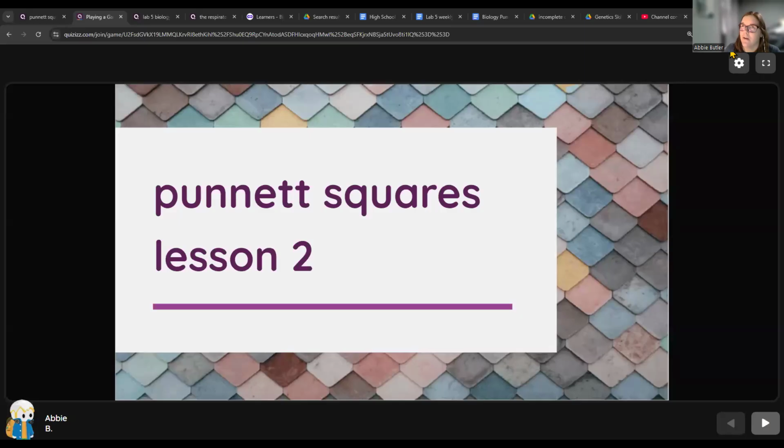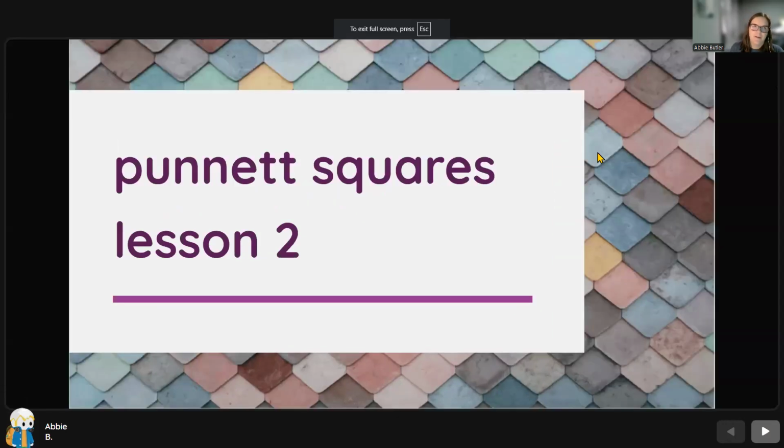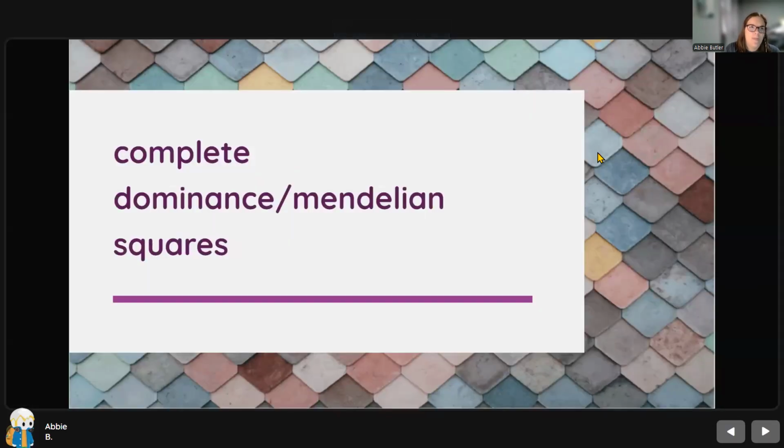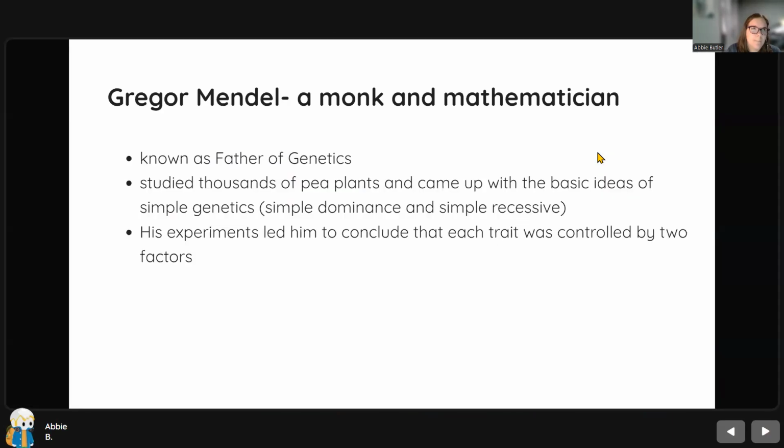Hi there. This is lesson 2 of our Punnett square, and we're going over Mendelian problems again, some, and then codominant and incomplete dominant. So I mentioned last class that Gregor Mendel was the father of genetics.